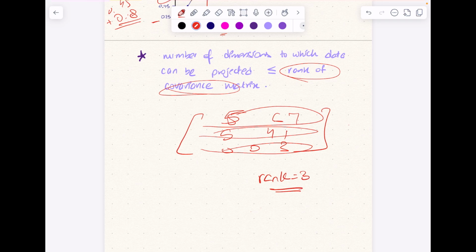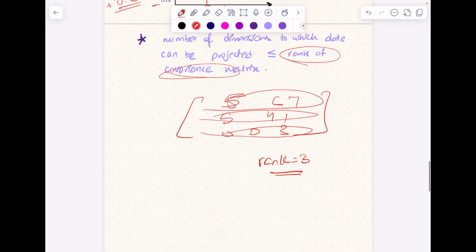What this means is that using these 3 independent vectors, I can go anywhere in the 3-dimensional space. So these vectors actually span this 3D space, okay? That means they vary in this 3-dimensional space. And in PCA, we want to project in the dimensions in which the data is actually varying, right? So this is why the rank of the matrix is so important.